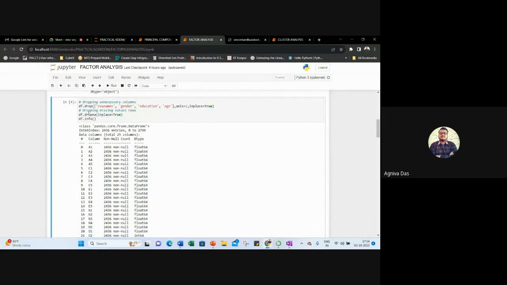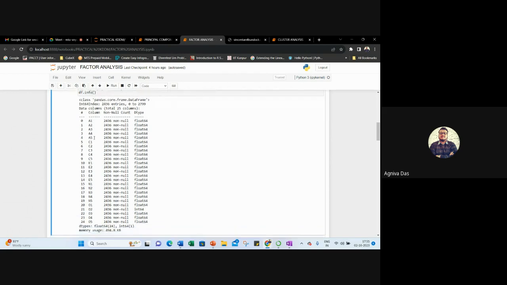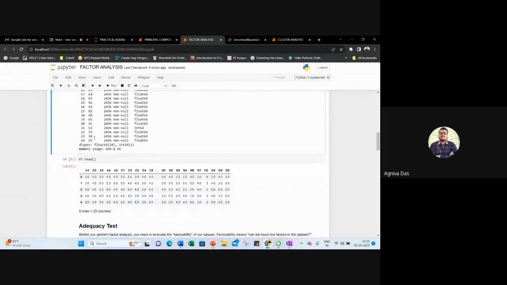Now, whenever there is a missing value in a row, we will drop that row. For that, we will use this command, df.dropna(inplace=True). And then we'll gather some information about the data frame itself and look at its head. So now look at this. We only have A to O, that is from A1 to O5.